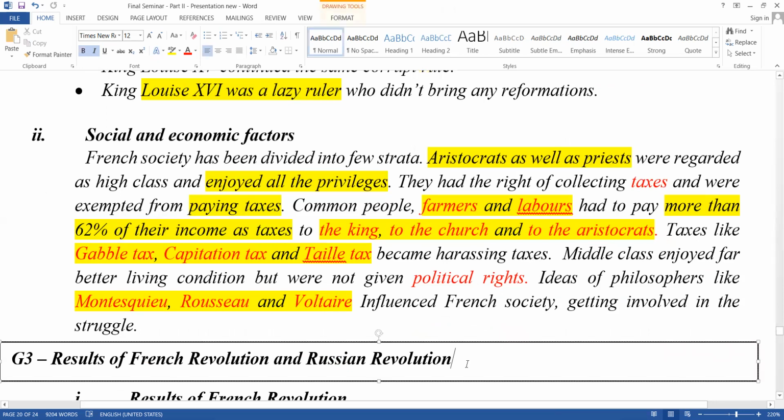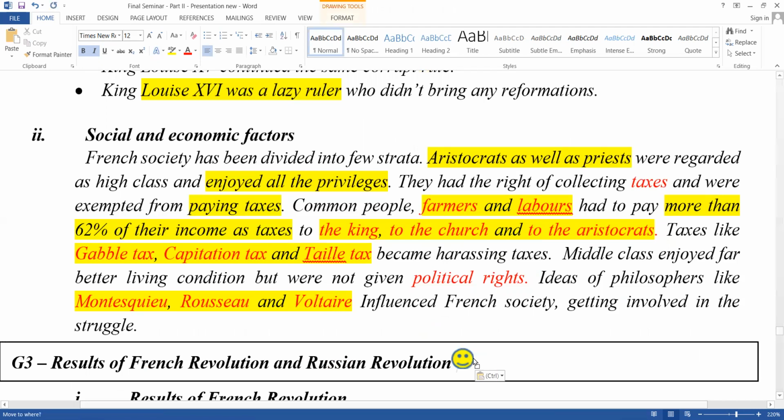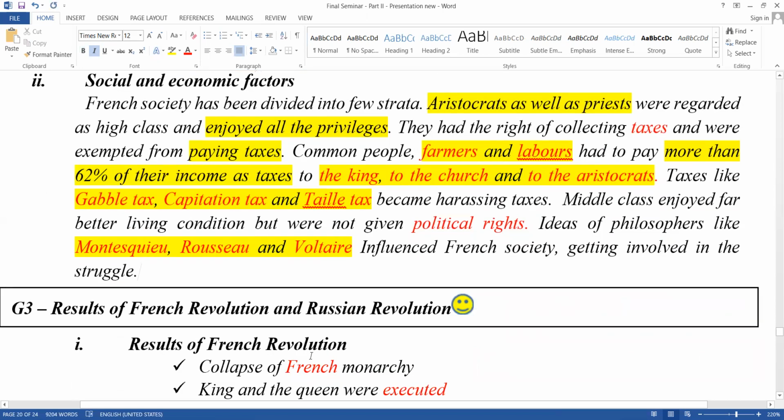Results of the French Revolution is important, so here I have given it as an important part. What happened? Collapse of the French monarchy. The Bourbon dynasty, King Louis, were defeated and their monarchy collapsed. The King and the Queen were executed. The last king, King Louis XVI, and his wife Marie Antoinette, were killed.